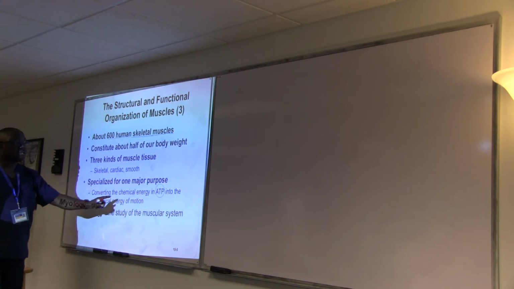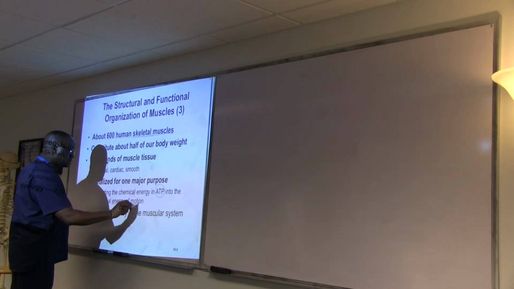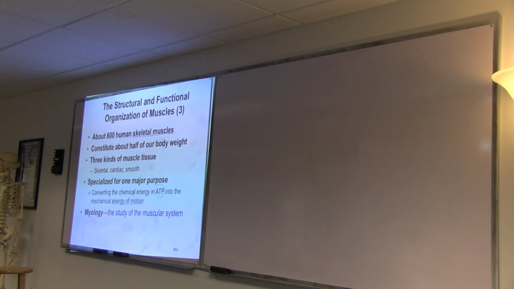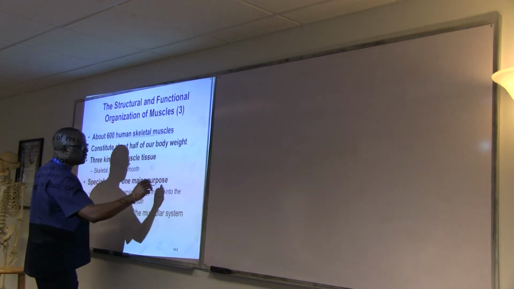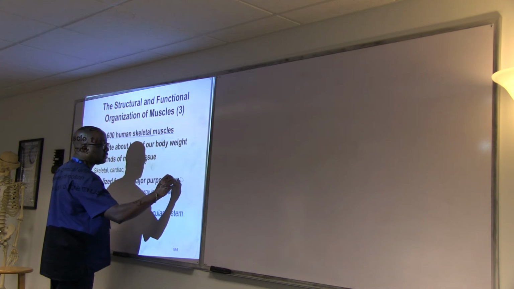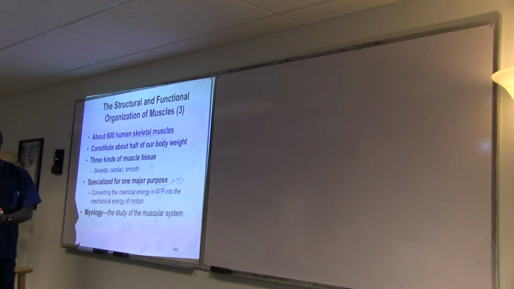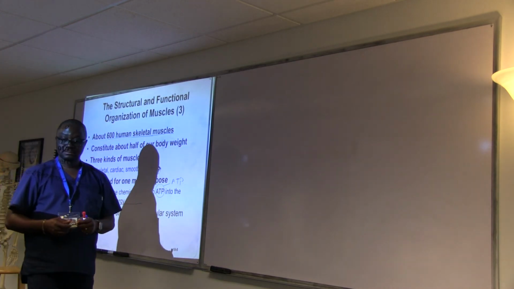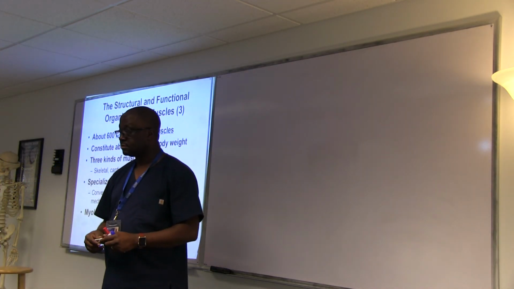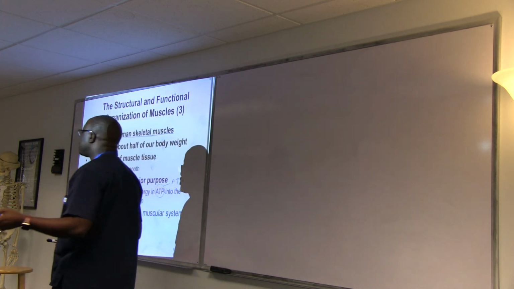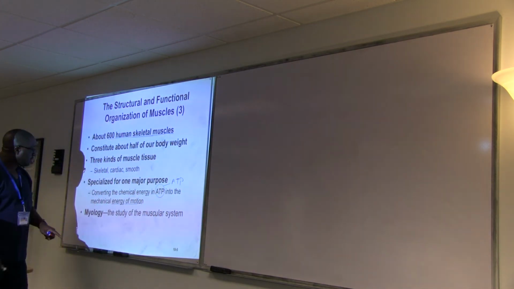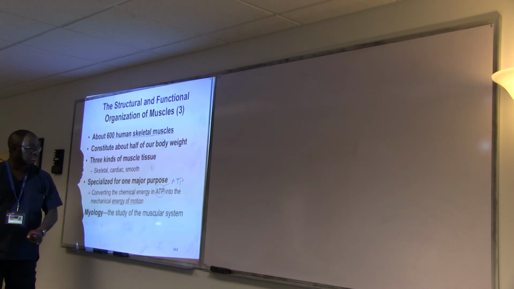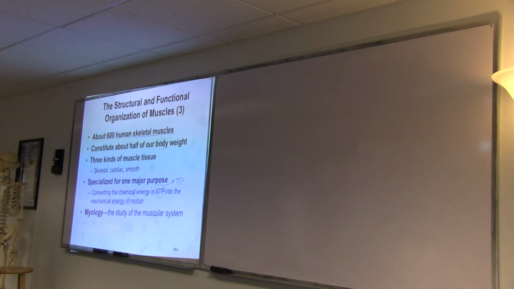So, the ATP into what? Into energy of motion, which is what is going to move us by pulling the bones. What is the full word for ATP? Adenosine triphosphate. So myology, we're talking about what? We're studying the muscular system. That's myology.